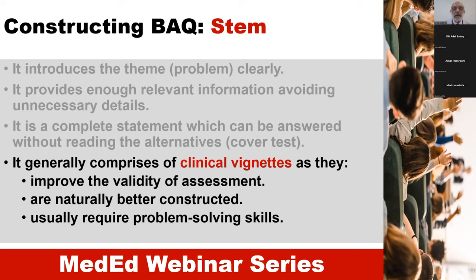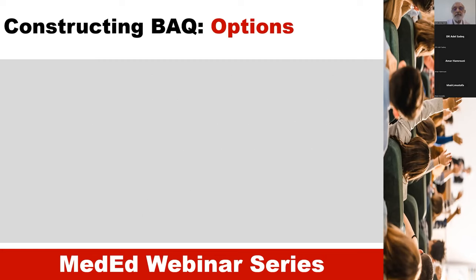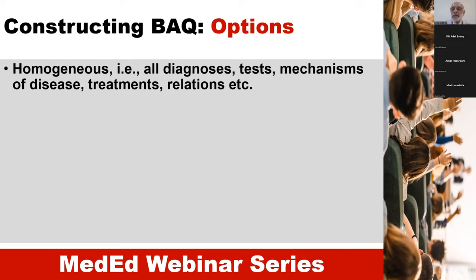The stem generally comprises clinical vignettes, and there are reasons for that because they improve the validity of assessment. They are naturally better constructed and usually require problem-solving skills. Constructing the options, they must be homogeneous, meaning that we cannot have different options that totally assess unrelated areas. So either we have all the statements related to diagnosis or investigations or mechanisms of disease or treatments, etc.